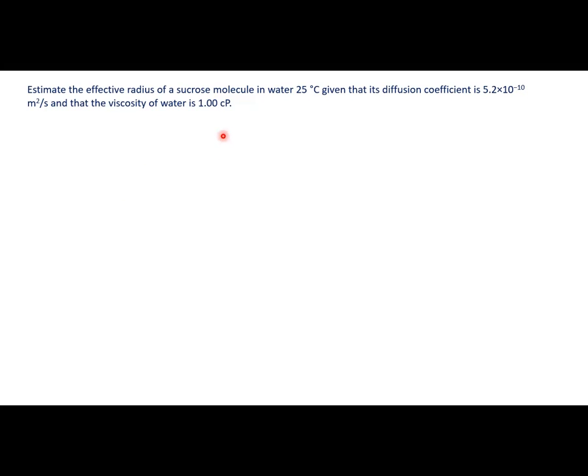Next question. Estimate the effective radius of a sucrose molecule in water at 25 degrees Celsius, given that its diffusion coefficient is 5.2 times 10 power negative 10 meters squared per second, and that the viscosity of water is 1 centipoise. Again, the examiner tends to give different units, centipoise, but we need to convert that into SI units. The question asks to estimate the effective radius or the Stokes radius A, given the diffusion coefficient and the viscosity. So we know one equation, the Einstein relation, where A is defined as kT over 6 pi eta D, where eta is the coefficient of viscosity.